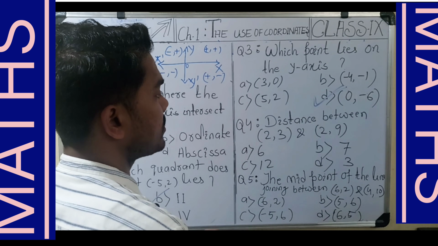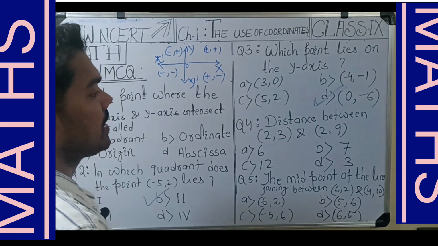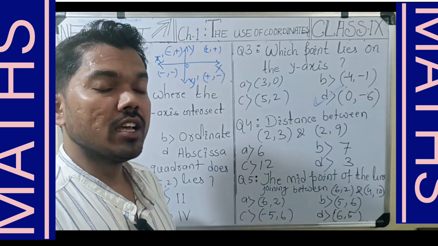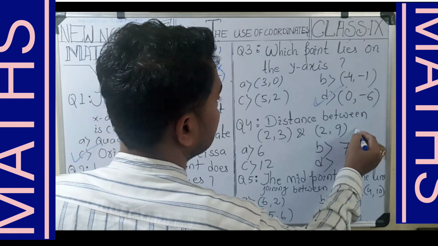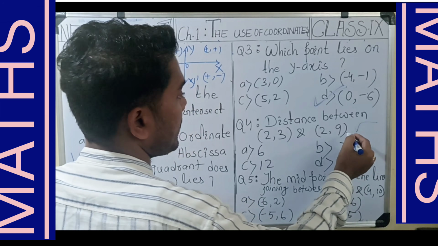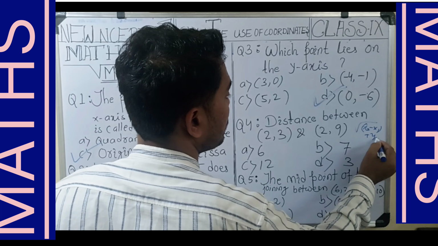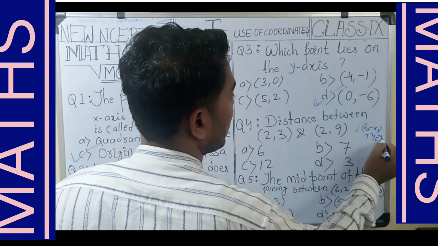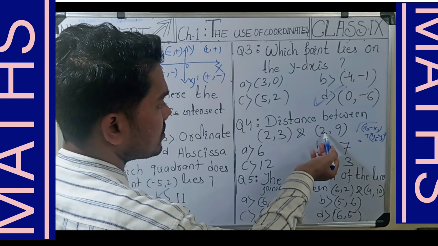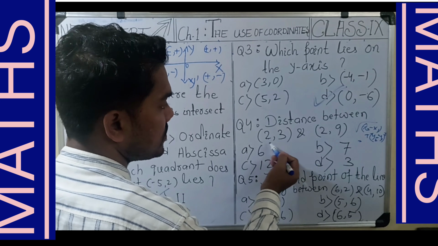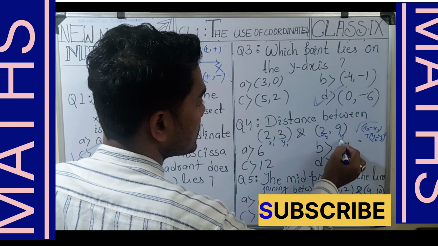Then question number 4, students: the distance between the points (2, 3) and (2, 9) is what? As you know the distance formula, how can you calculate the distance between 2 points? The formula is root over (x2 minus x1) whole square plus (y2 minus y1) whole square. So students, here x2 is 2 and x1 is 2. This is x2, this is x1, this is y1, this is y2.